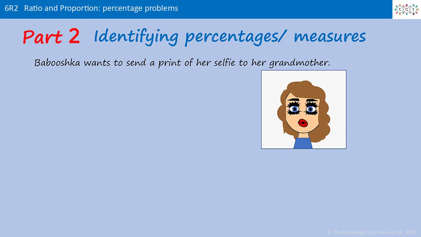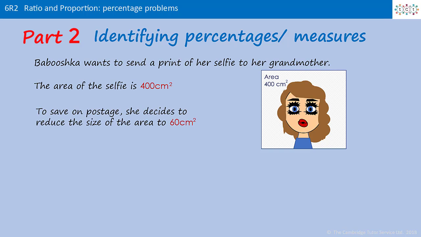Babushka wants to send a print of her selfie to her grandmother. The area of the selfie is 400 centimetres squared. To save on postage, she decides to reduce the size of the area to 60 centimetres squared. What percentage of the original print is the new one? People often panic when they have this kind of problem involving measures.